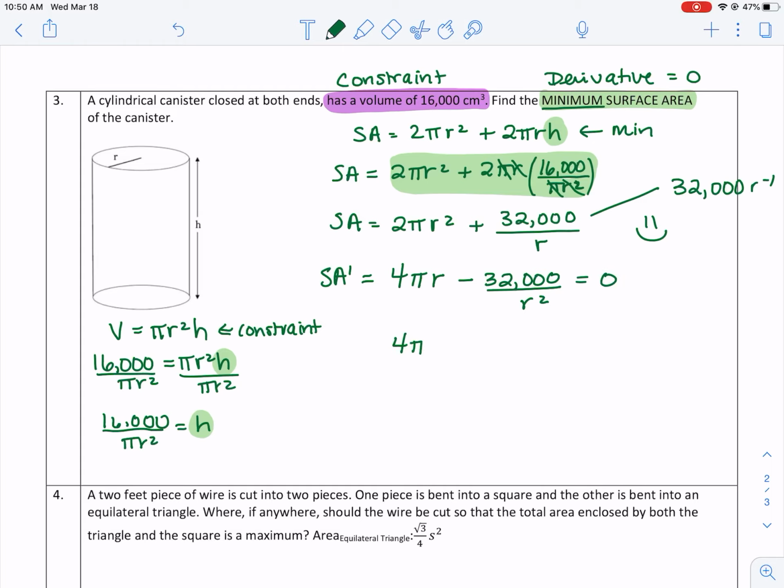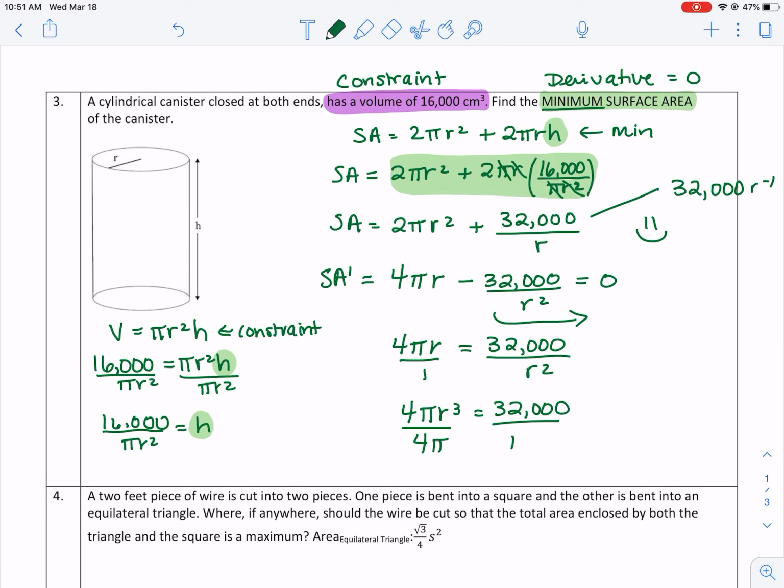So I'm going to set the derivative equal to 0. That means that we have 4 pi r equals, just moving this guy over to the other side, 32,000 over r squared. We can put this over 1 and cross multiply. So that means that we have 4 pi r cubed is equal to 32,000. Okay? And therefore, we can actually solve for r by dividing both sides by 4 pi.